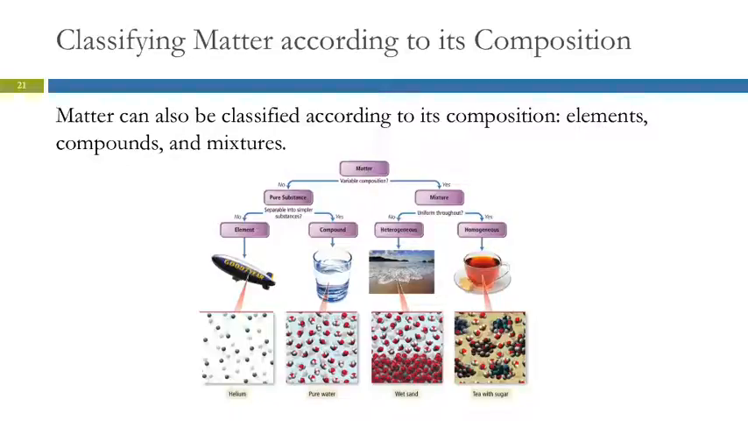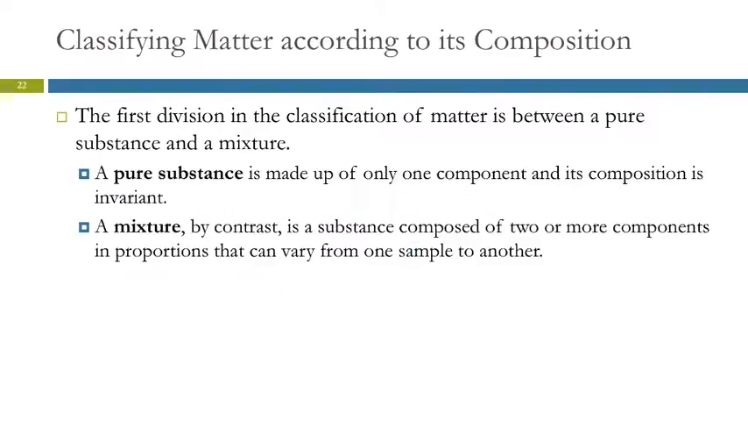So that was classifying by state. This is classifying by composition. So here's a chart that gives us an overview here. We've got matter. We can look at pure substance versus mixture. And then pure substance is divided into elements and compounds. Mixtures are divided into heterogeneous and homogeneous. So pure substance versus a mixture. In a pure substance, all of the individual particles are the same.